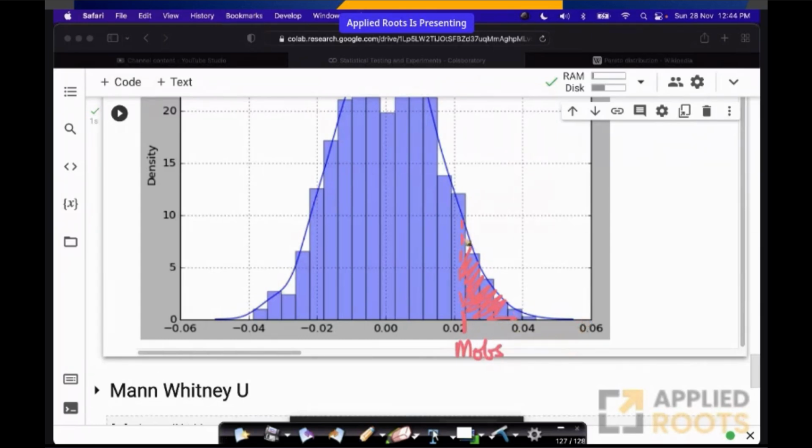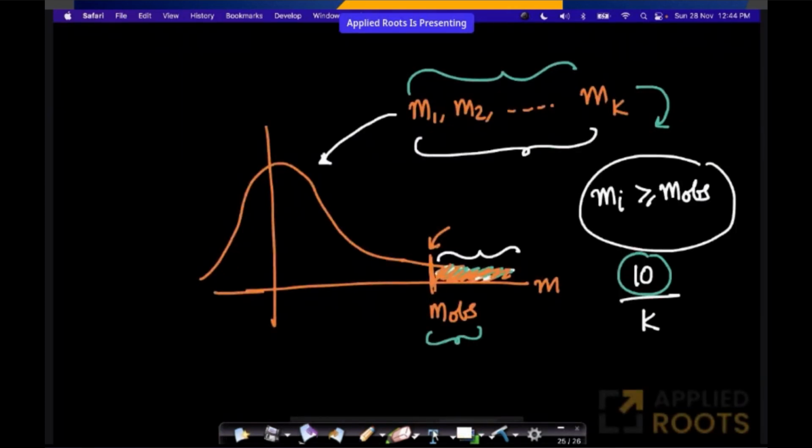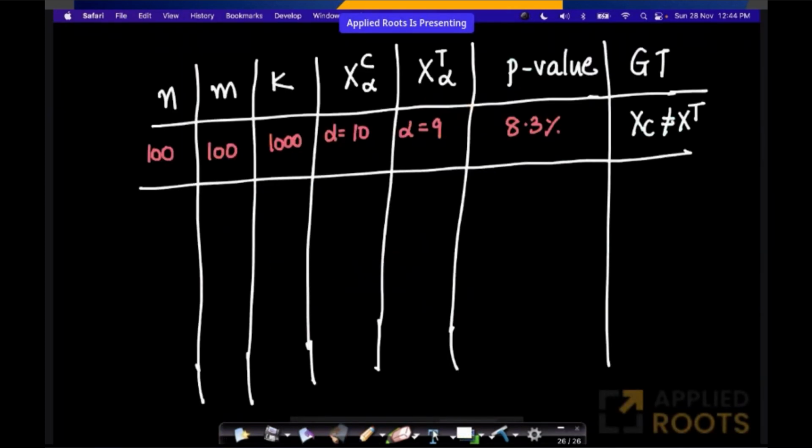M observed is not here. M observed is still in an area where there is enough density. So this whole area was 8.3%. I think that's what we saw right now. Yeah, we saw 8.3%. So if it is 8.3%, now what happens? This is the fun part. If this is 8.3%, and let's assume we fix our alpha at 5%.